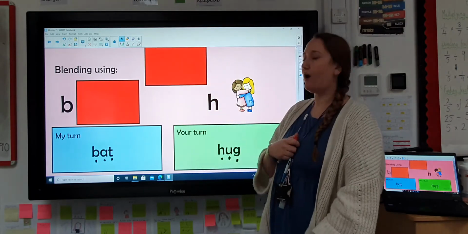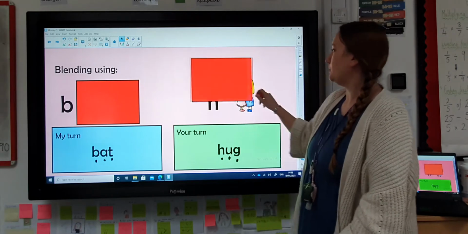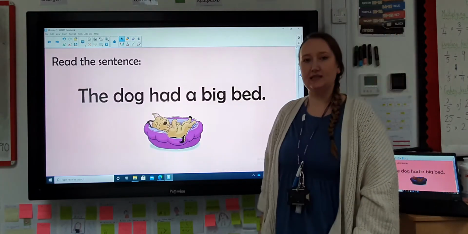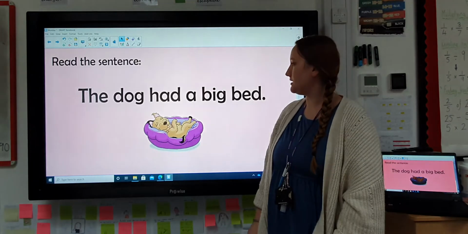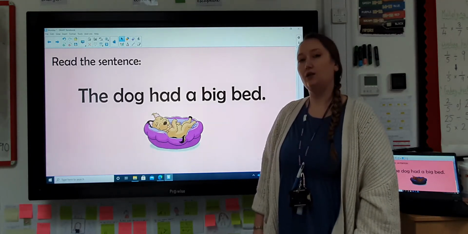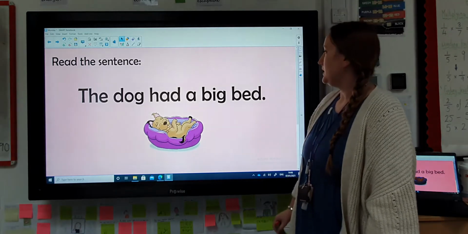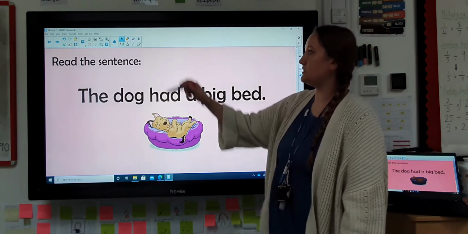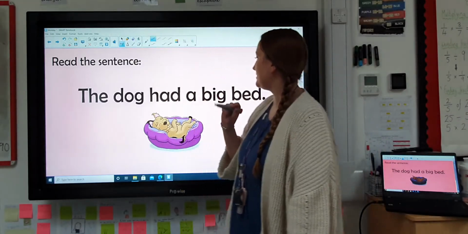Yes, they are having a hug. It says hug. Well done. So now we're going to read this sentence to see what it says. You probably know some of these words already. So let's have a think. Which words do we already know? These should be on some of your keywords.